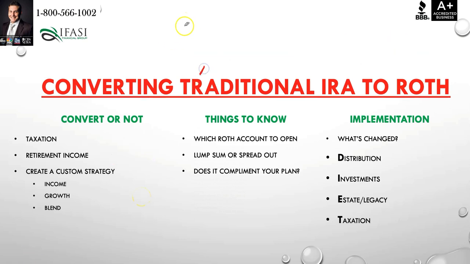So what I mean by that is, let's say we have an individual that's age 60, and let's say they have 500,000 in their traditional IRA, they learn the concept of a traditional IRA to Roth conversion, and they say, "Oh, that sounds great.